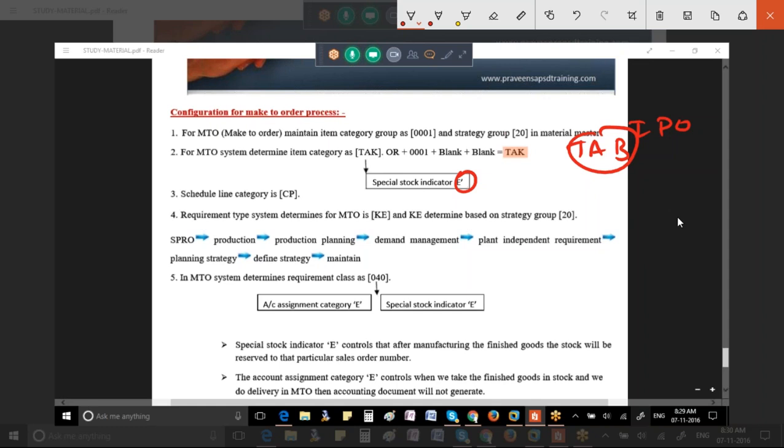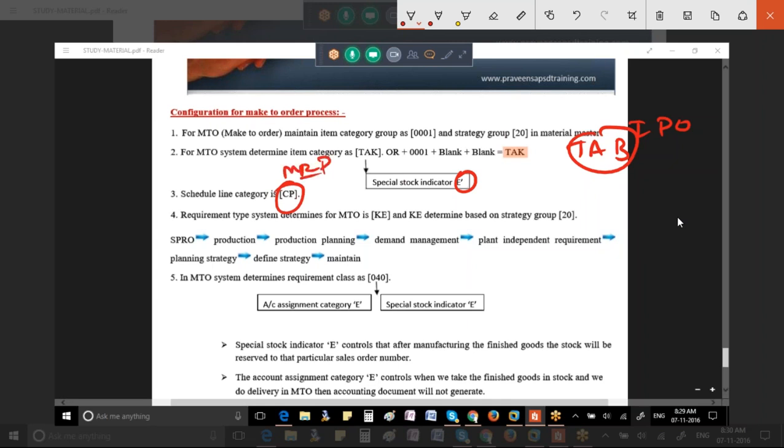Why? Because a customer ordered a transformer, and that is only for that customer. The transformer will not be used for any other customer, right? So if you are delivering the goods to the customer, you should deliver only the product which is reserved against this sales order. The schedule line is CP, standard. Why? Because it has MRP, deterministic MRP, right?